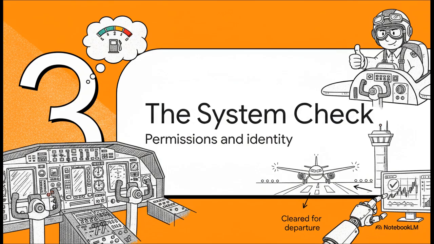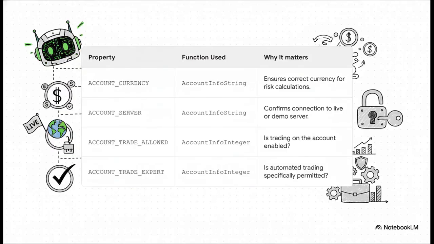All right, so checking your financial health is job number 1. But a good pilot always does a full system check before takeoff, right? It's not just about the fuel. You got to make sure the controls work and you're actually cleared for departure. Let's build that same kind of check for our robot. So before your robot even thinks about placing a trade, it needs to do some basic identity and permission checks. It needs to ask itself, am I using the right account currency for my risk calculations? Am I connected to the live account server, or did I accidentally get logged into the demo account? And maybe the most important question of all, is trading even turned on? Checking Account Trade Allowed and Account Trade Expert is crucial because it stops the robot from trying to trade when it simply doesn't have permission.